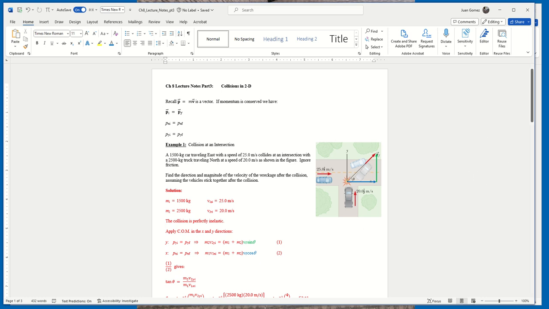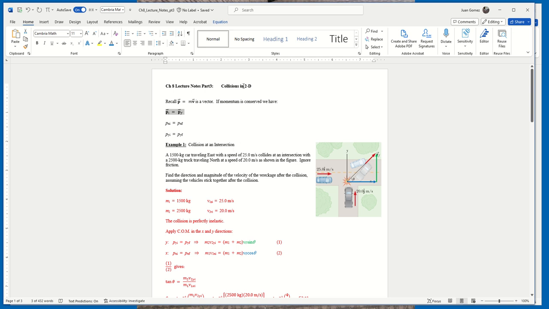Greetings everybody. This is the first video for part 3 of the chapter 8 lecture notes, and it deals with two-dimensional collisions. Remember, momentum is a vector. When we write P equals mv, it's a vector. And again, if momentum's conserved, we have P initial equals P final.